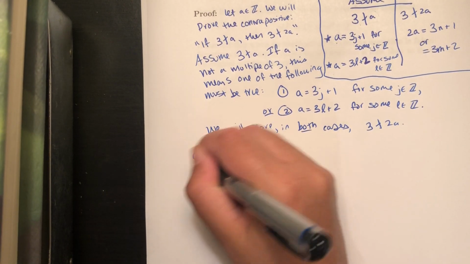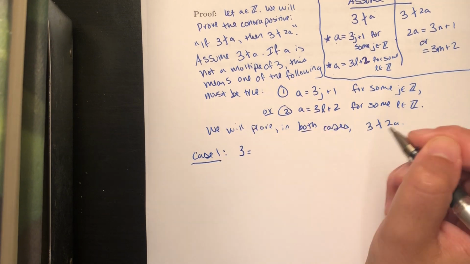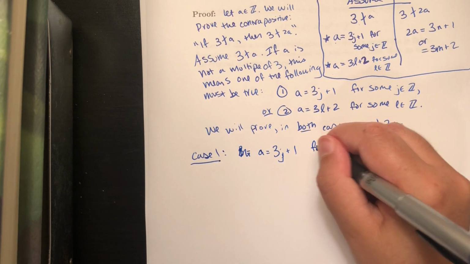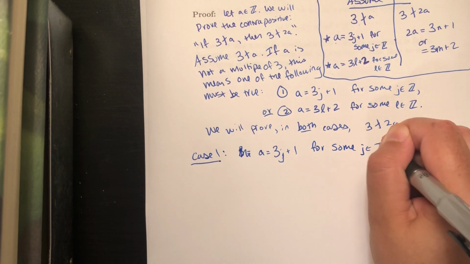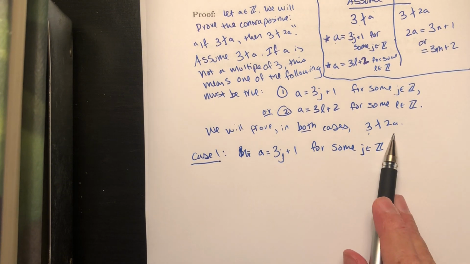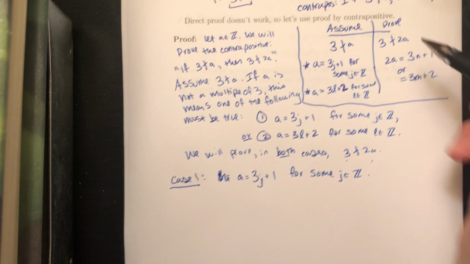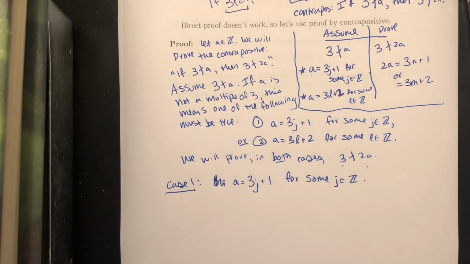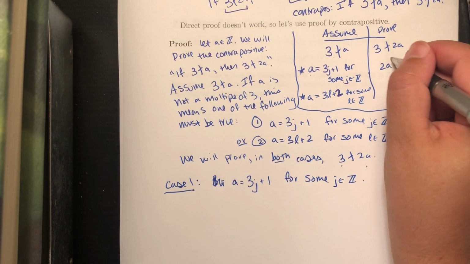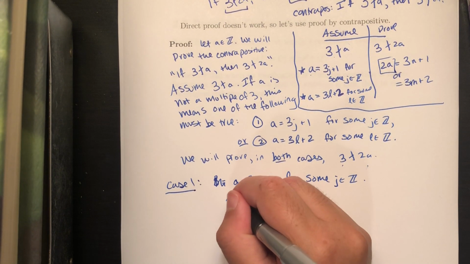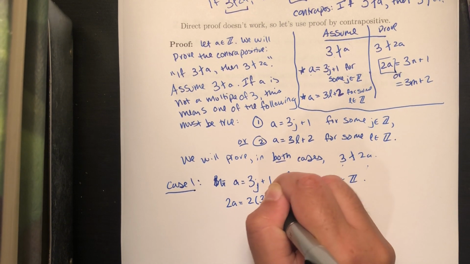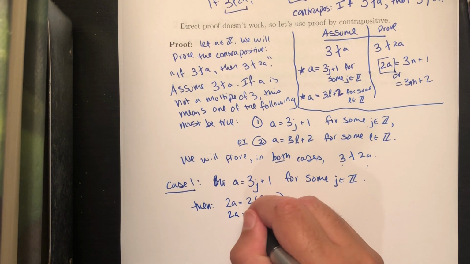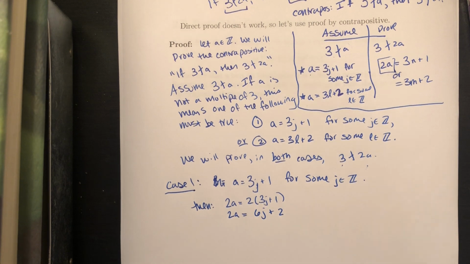Case 1. If a is equal to 3j plus 1 for some integer j, we're trying to show that 3 does not divide 2a. So we're trying to show that 2a can be expressed as either 1 more than a multiple of 3 or 2 more than a multiple of 3. So let's just take this equation and multiply it by 2, because we're trying to prove something about 2a. So 2a is going to be equal to 2 times (3j plus 1). And expanding the right-hand side, this means 2a is going to be equal to 6j plus 2.